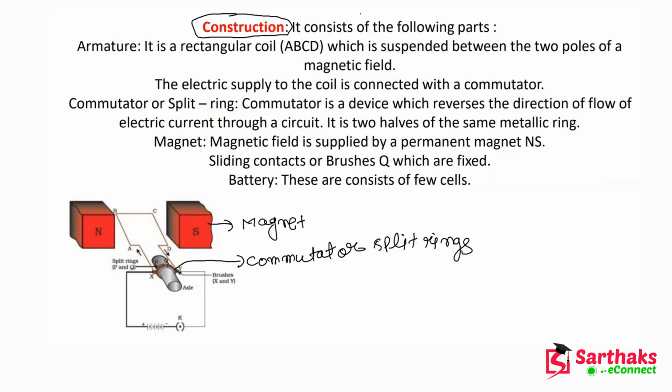And we also have the armature. What is the armature? Armature is nothing but the coil which we have taken here. Now we took the magnet. The other thing is the battery. This battery is nothing but a connection of some cells. It has a few cells, and if you connect these cells, it becomes a battery. Now guys, after understanding the construction, let's move on to the next slide and talk about the other things.